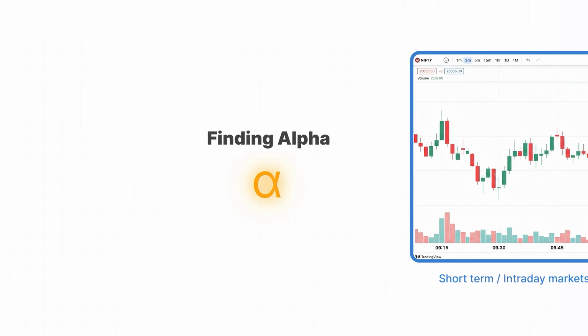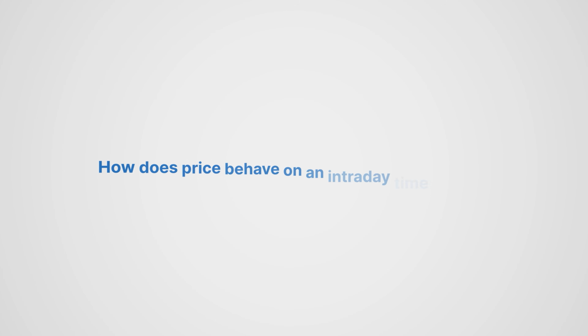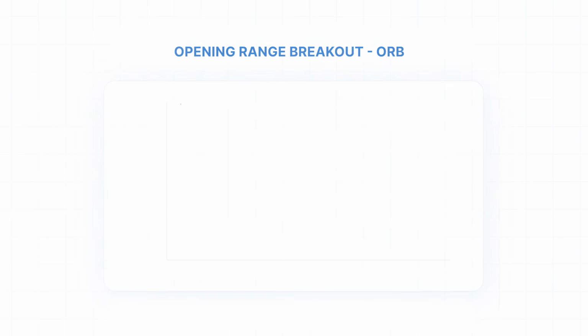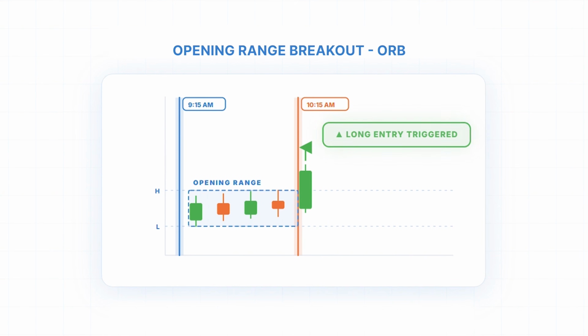I have seen when traders talk about finding alpha in short-term or intraday markets, they often jump straight to indicators. But before any of that, there is a far more basic question to answer. How does price behave on an intraday time frame? Opening range breakouts are one of the earliest and the most widely studied systematic ways to explore that question.